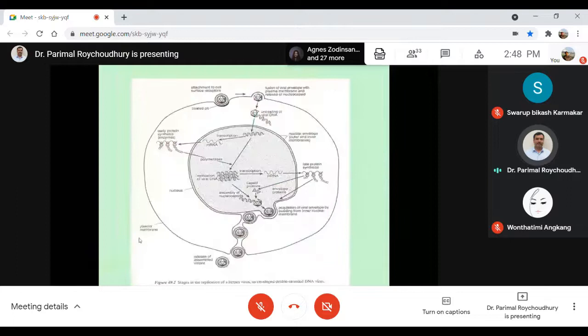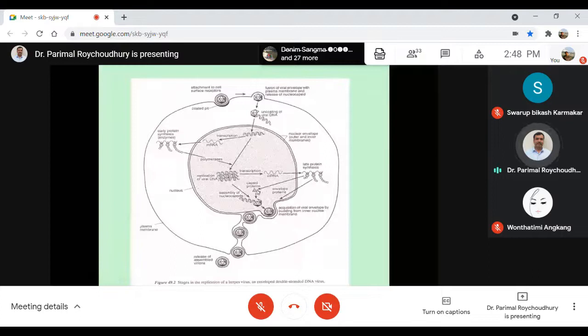Rather, we try to know how these replications occur inside a host cell. So for the DNA virus, as we described, early proteins and early messenger RNAs are produced, and the late messenger RNA will give rise to the structural proteins. These structural proteins will form in the cytoplasm, migrate to the nucleus, and there the assembly will take place. And finally, it comes out of the host cell through the nuclear membrane.